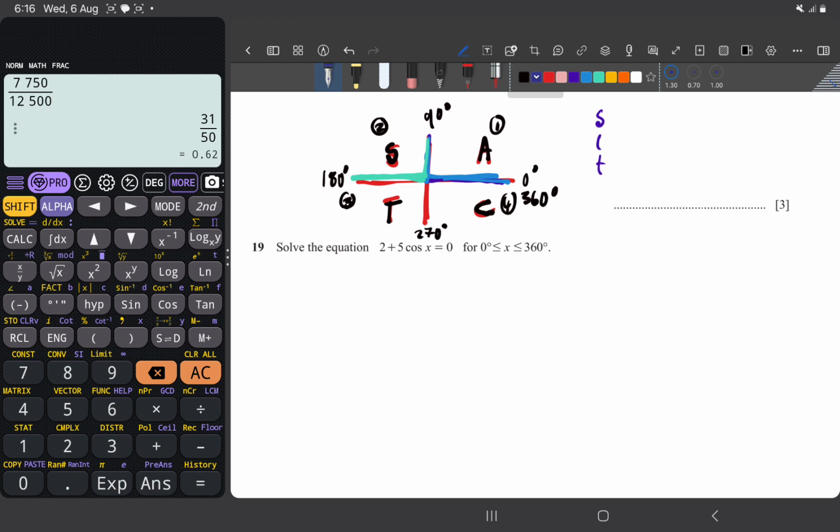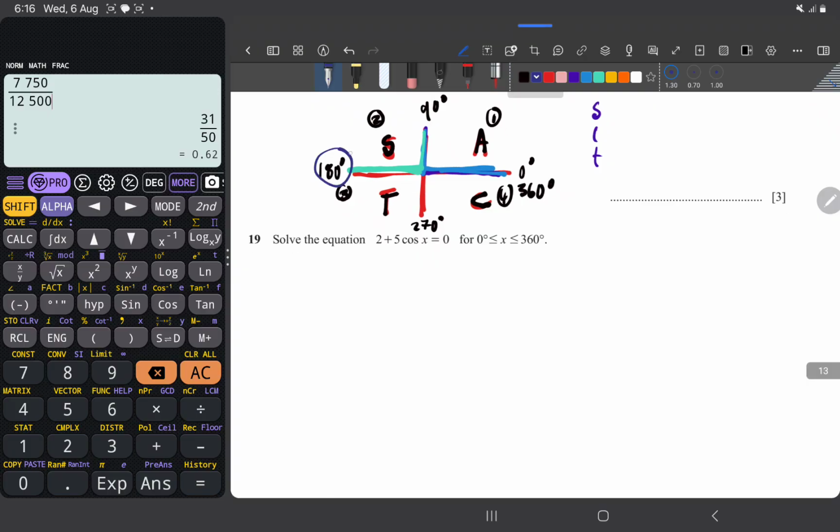Now where is the other solution supposed to be? It's supposed to be between 180 and 270. So we'll take our principal value and we will add it to 180 to go into here. We always work with 180 and 0 and 360 when we want to find the other solutions.